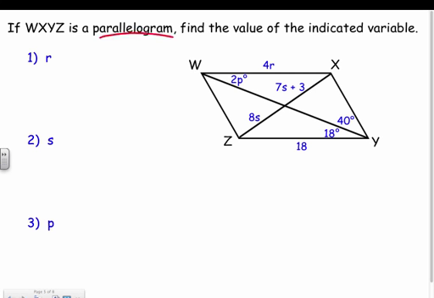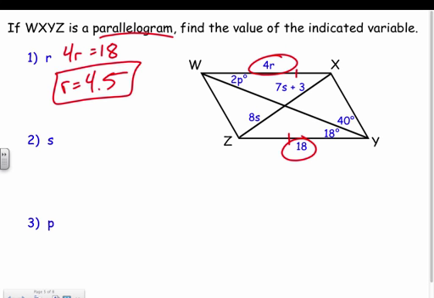Find the value of the indicated variable. So I'm looking for R first of all. Well, here's a term with R. I know opposite sides are congruent, so I can set those equal. So 4R equals 18. So R equals 4.5. And there's no units of measurement, so I just leave it as 4.5.